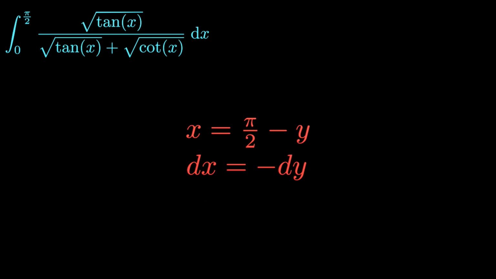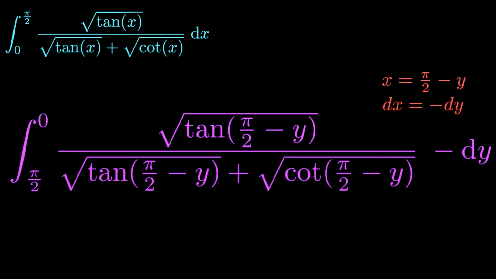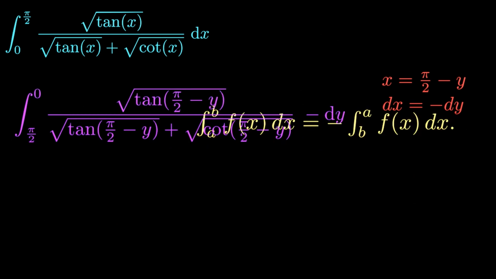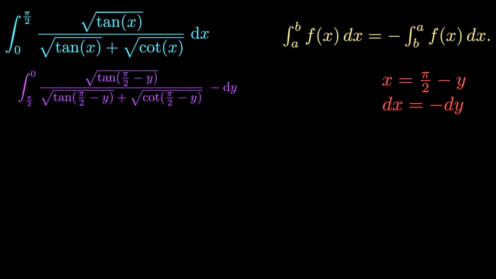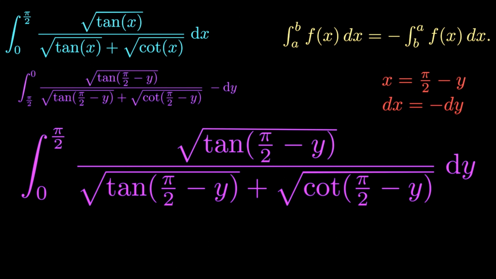Differentiating both sides, we have dx is equal to minus dy. This allows us to rewrite our integral as the integral from pi over 2 to 0 of the square root of tangent of pi over 2 minus y divided by the square root of tangent of pi over 2 minus y plus the square root of cotangent of pi over 2 minus y, multiplied by minus dy. Now we can use the following identity to get rid of the minus sign. All we basically do is swap the limits of integration.